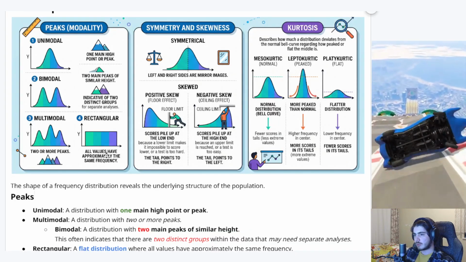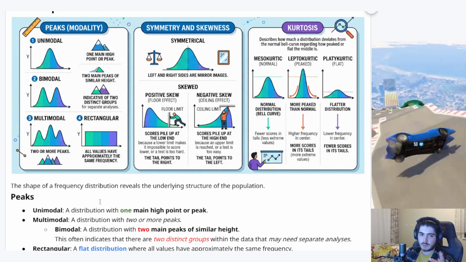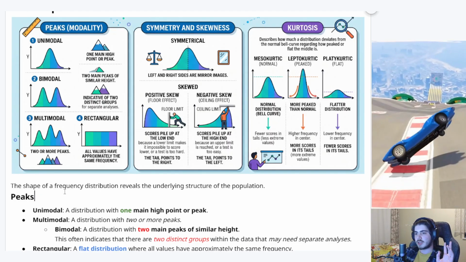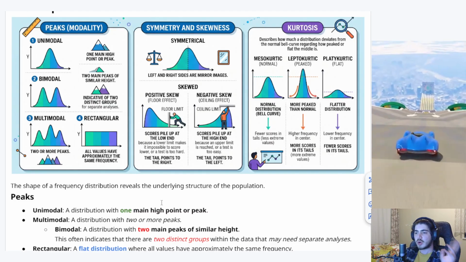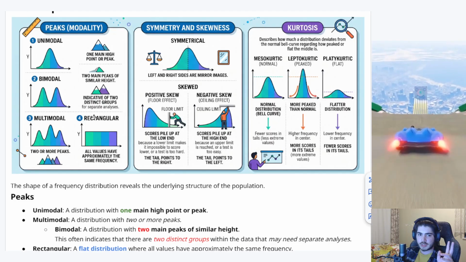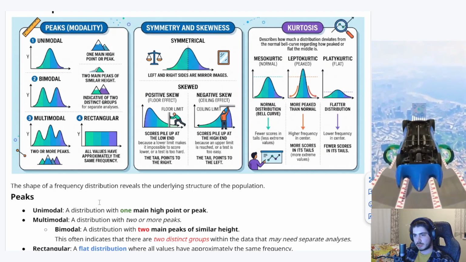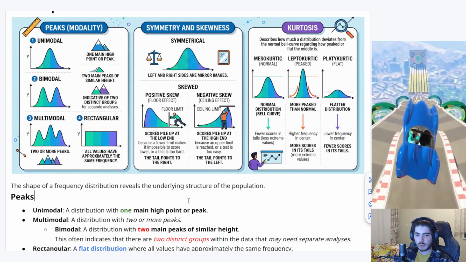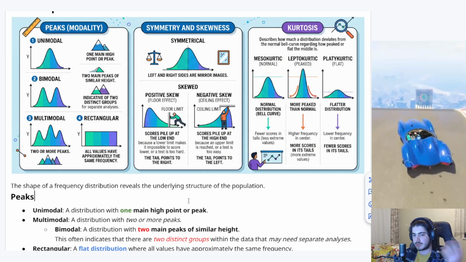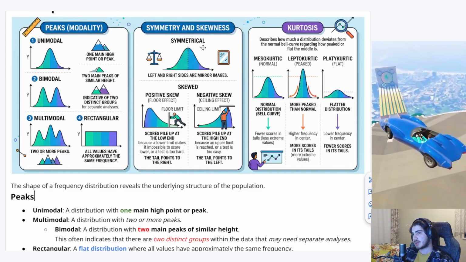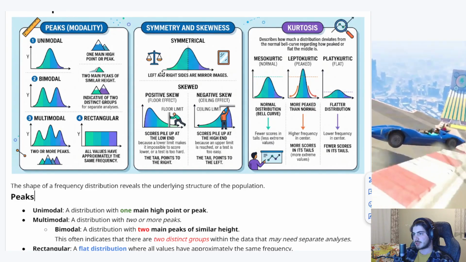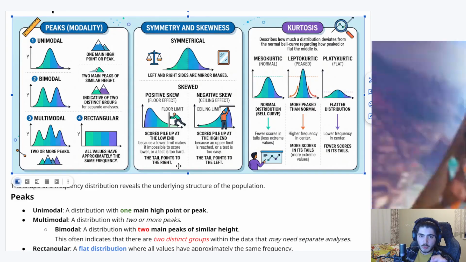Rectangular means all values have approximately the same frequency. So what would happen if you just rolled the dice, I don't know, 200 times, is you would get a rectangular distribution, because they would all end up averaging themselves out. Symmetry means the left and the right sides are mirror images. This is what we want.